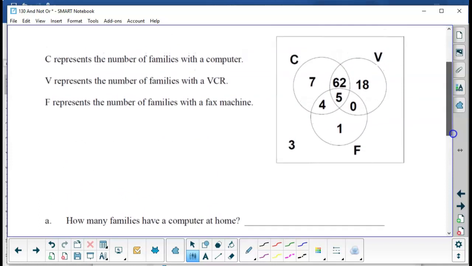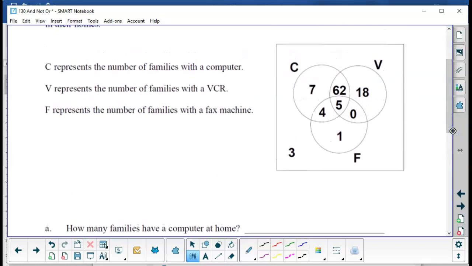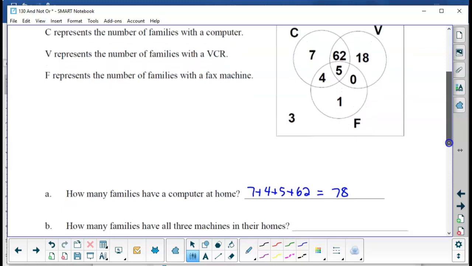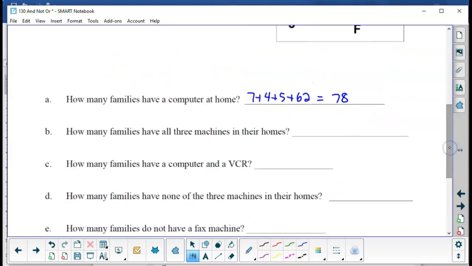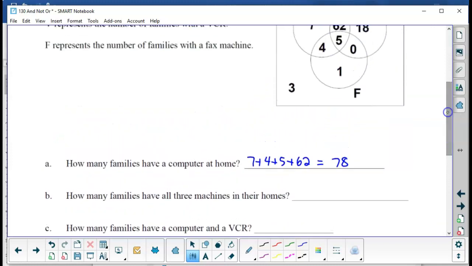So how many families have a computer at home? Well, that would be everyone in this circle. So that would be 7 plus 4 plus 5 plus 62, which is 78. Then, how many families have all 3 machines in their homes? As I said, that's the inside number. Okay, so that's the 5, where they all overlap.